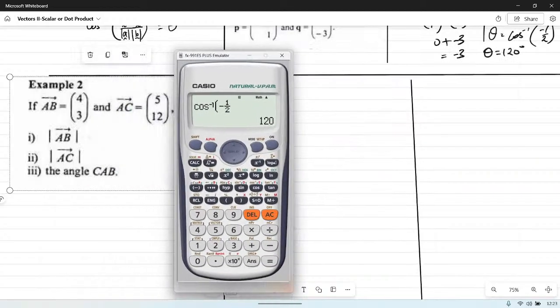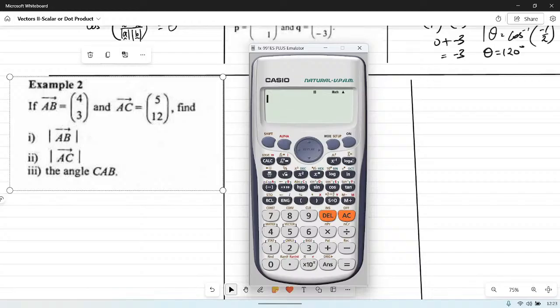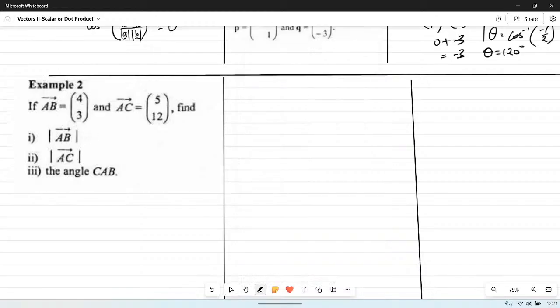Okay, so that one we can do easily with our calculator. Square root of 4 squared plus 3 squared. That one, AC is 13, right? So this is 5, this is 13. Now the angle CAB.